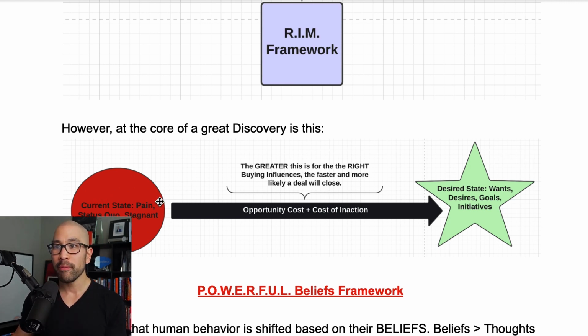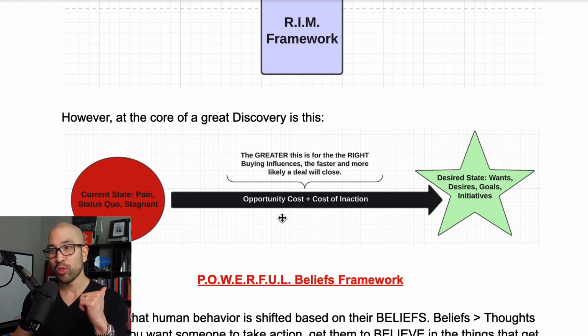And ultimately, the bigger the gap right here, which is the opportunity cost and cost of inaction, the greater this is for all the right buying influences, the faster and more likely a deal will close. And ultimately, the way you're able to uncover this gap here and make it as big as possible is through a really powerful discovery, which we're going to cover in just a little bit.